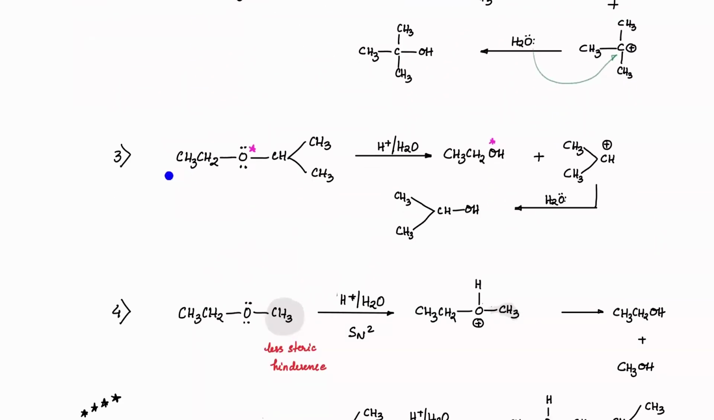Same is the case here. One side there is primary, the other side there is secondary. So after protonation, you know that the bond breaking will happen on this end. On this side you will get a carbocation, and that's where the water will attack, and you will get that as the alcohol. So if it is isotopic, the isotope will go with the smaller alkyl group.